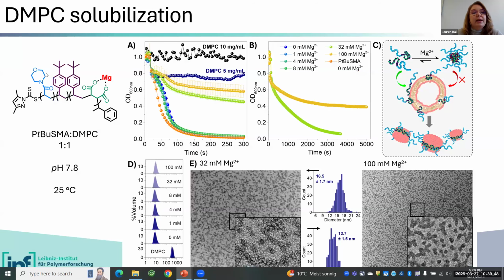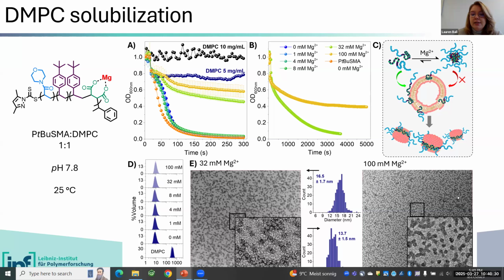We then moved on to see if we could apply these block copolymers at these higher cation concentrations for DMPC solubilization. Starting with the tert-butyl SMA block copolymer, we could see that slightly increasing the concentration of magnesium up to 8 millimolar resulted in efficient solubilization of DMPC vesicles. But as soon as we increase to 32 or 100 millimolar magnesium, the solubilization slows down quite significantly. Given enough time, you can see that the optical density does drop, and DLS shows that in all cases we are making structures of around 9 nanometers.